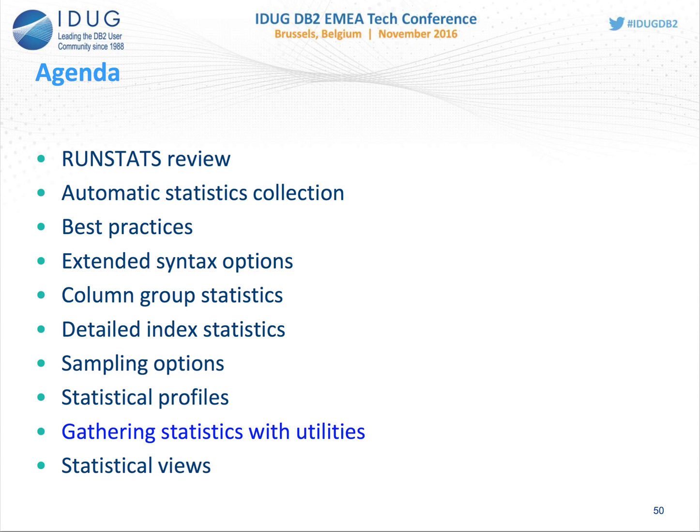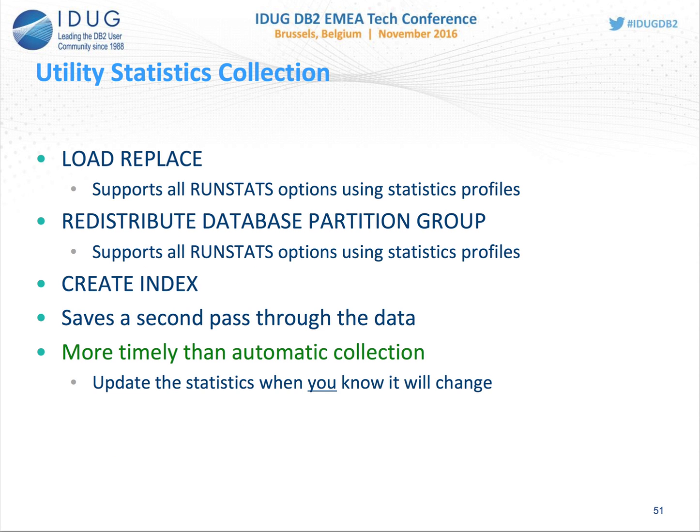Okay, moving on to the second last section: collecting stats with utilities. These utilities have the ability to collect stats. If you do load replace, where you're fully reloading the table, you can collect stats. The nice thing with the load is that you can also specify the stats profile. That's another advantage of the stats profile: if you want consistent stats options between doing a run stats and doing a load for that table, you register the stats profile in the catalog, and then you can just specify use profile on the load as well.